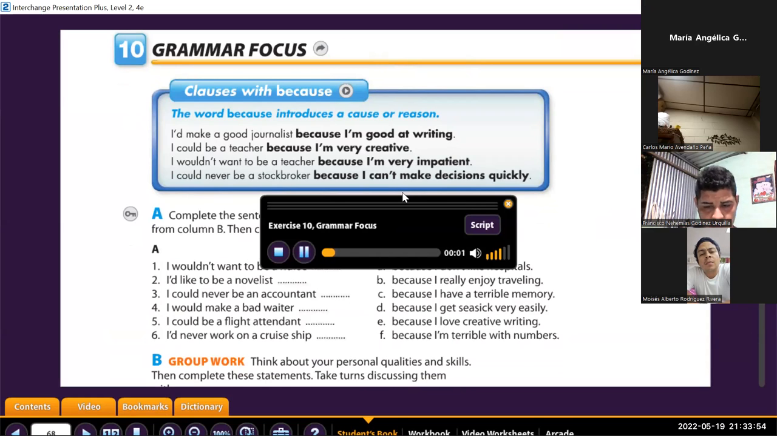Page 68, exercise 10, grammar focus. Clauses with because. The word because introduces a cause or reason. I'd make a good journalist because I'm good at writing. I could be a teacher because I'm very creative. I wouldn't want to be a teacher because I'm very impatient. I could never be a stockbroker because I can't make decisions quickly.